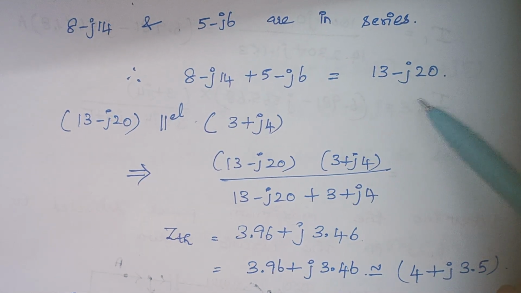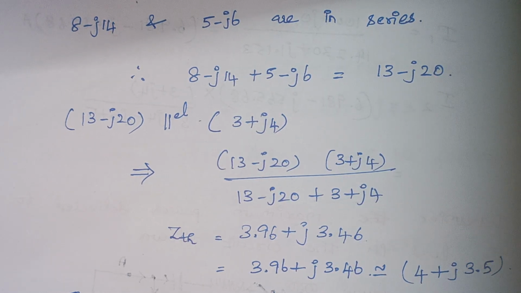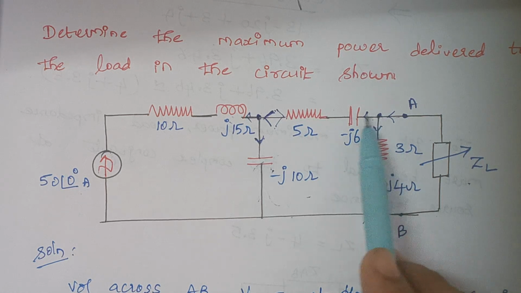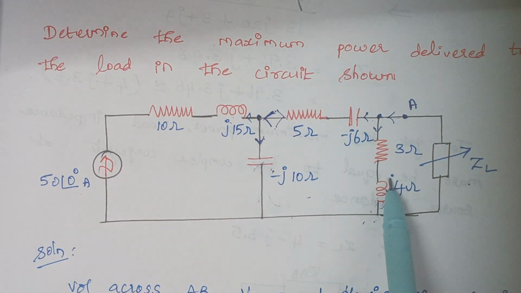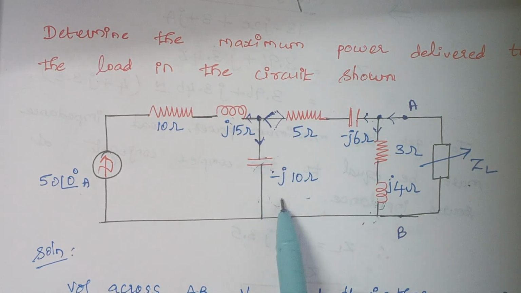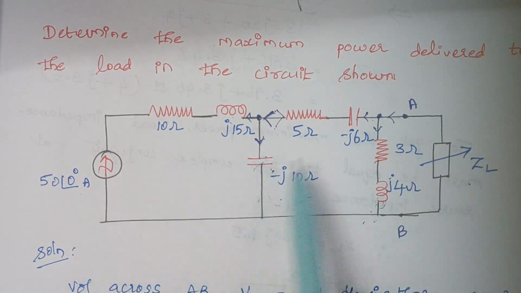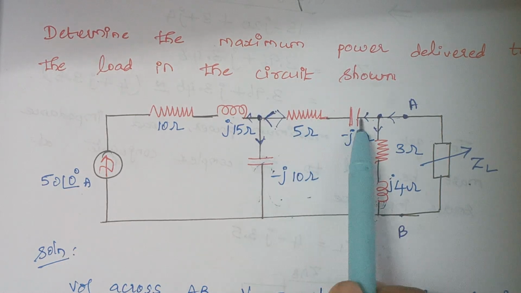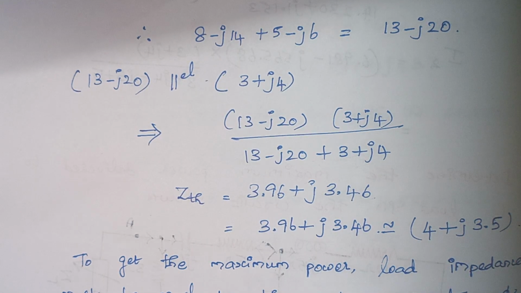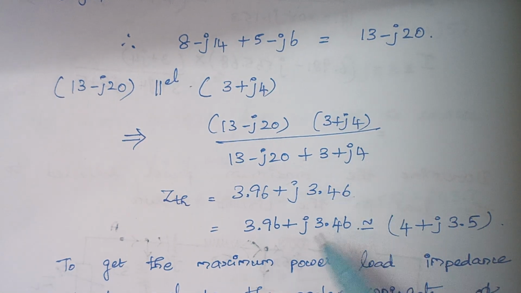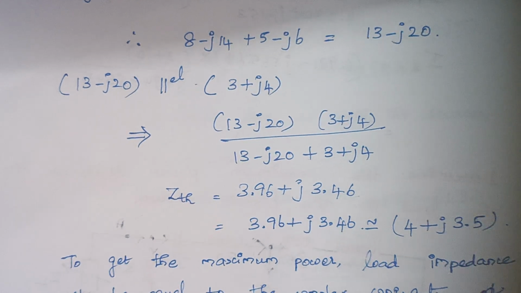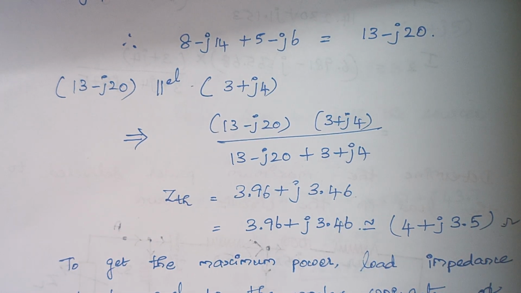And that combination comes in parallel with this. These two combinations of resistors come in series with this part, and hence this combination is in parallel with this part. Therefore, we end up with a final value of Z Thevenin as 4 plus J3.5 ohms.